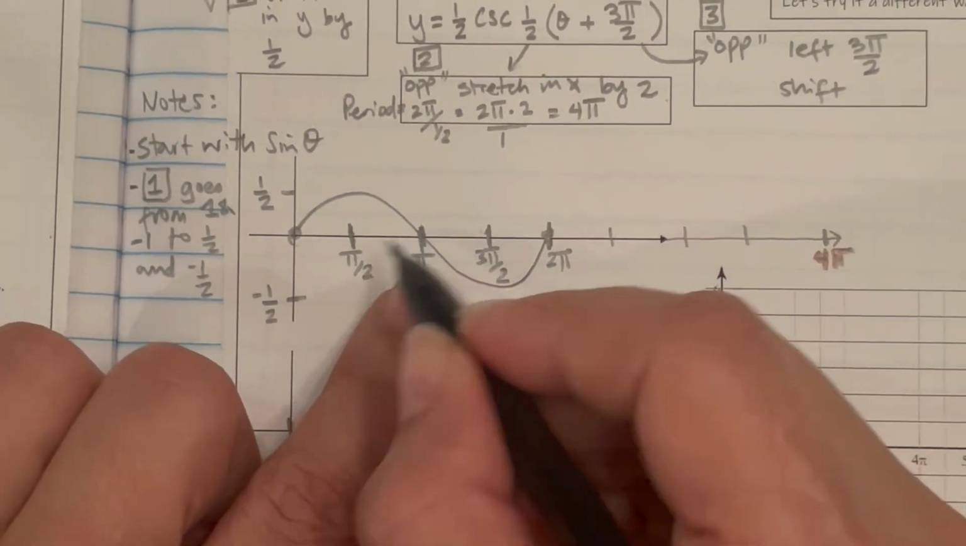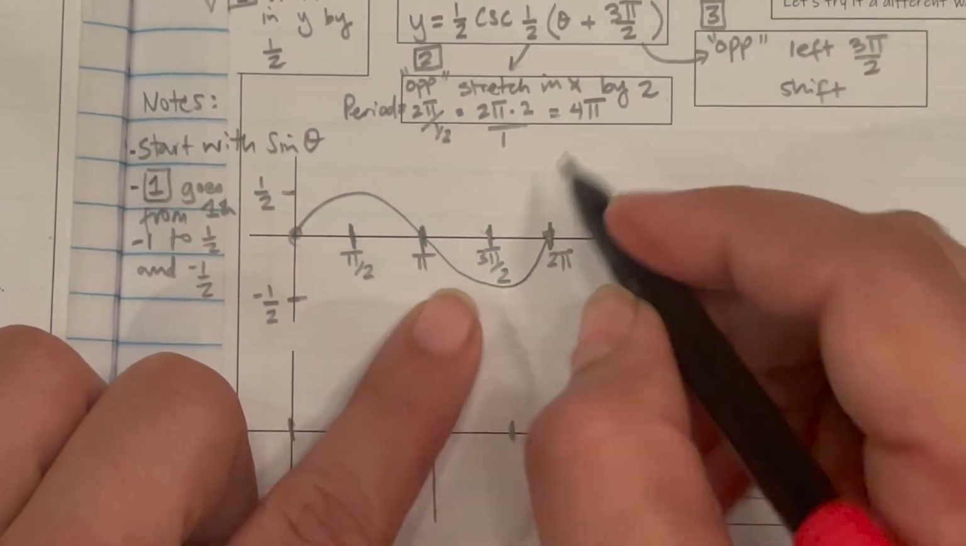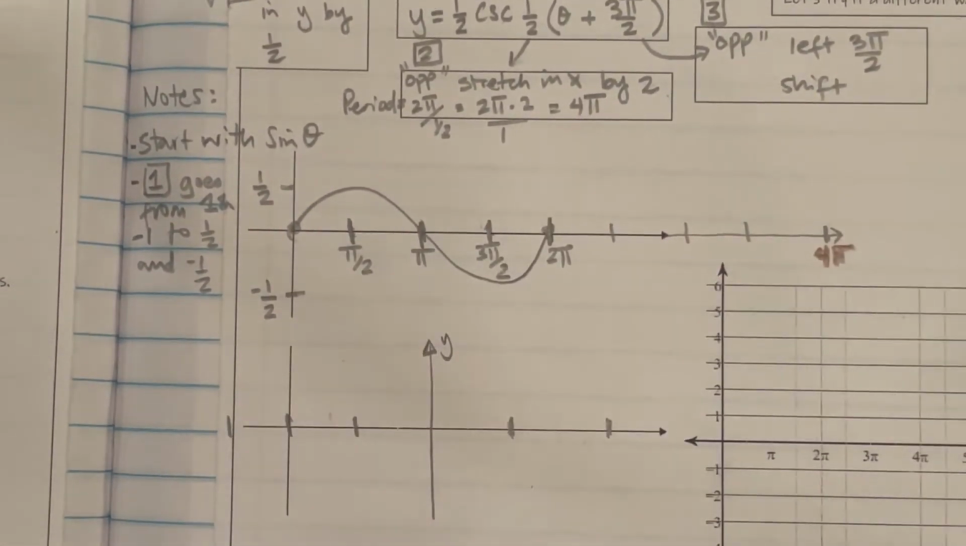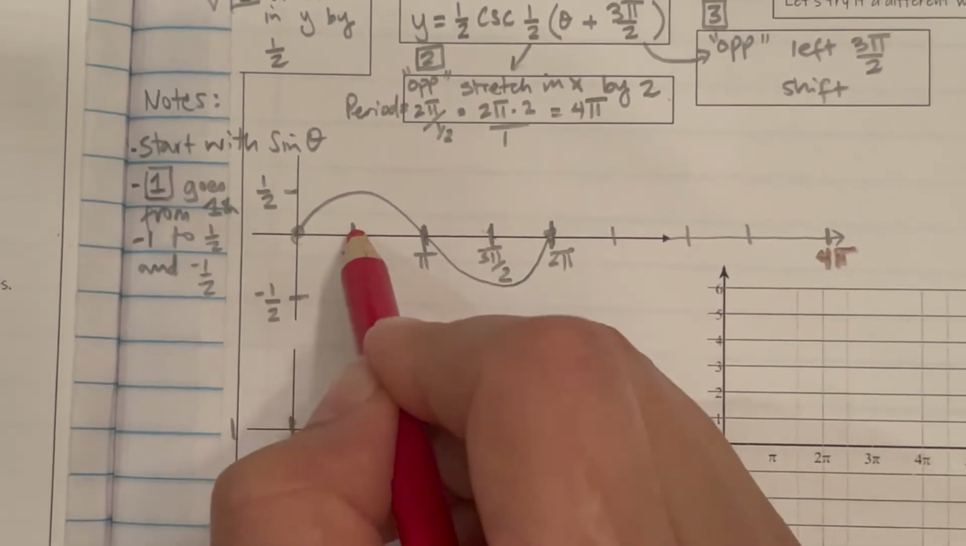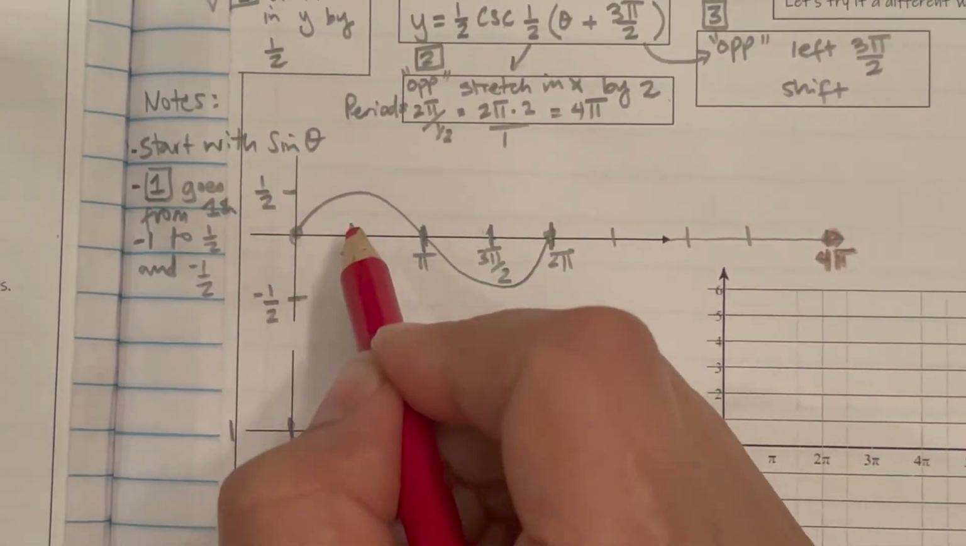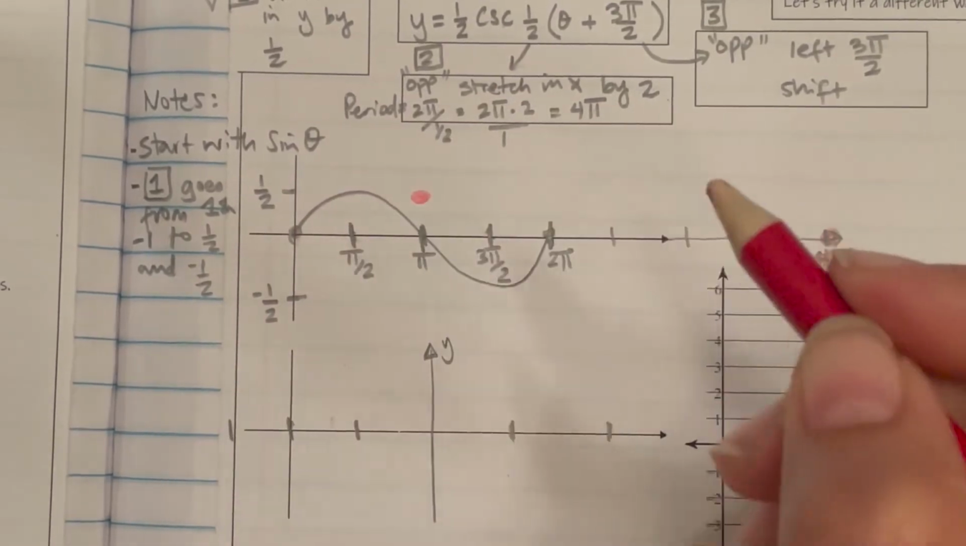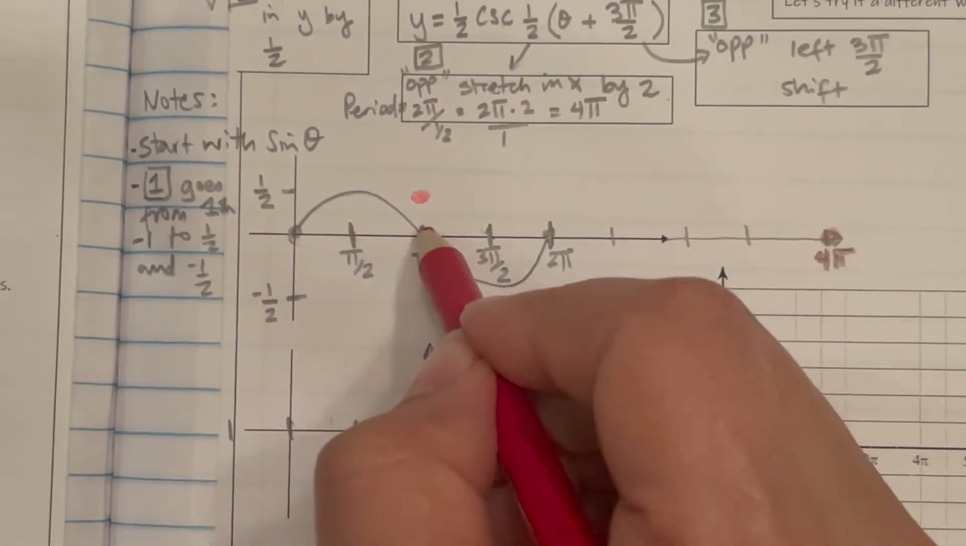Matter of fact, I'll just do it on the top one. So this is 2 boxes to get to pi. So 4 boxes will get you to the new pi, right? To where the end portion of your graph is. It's 1 box to get to pi over 2, so the maximum. Now instead of it being 1 box, we're going to multiply that by 2. It'll be 2 boxes. Okay.